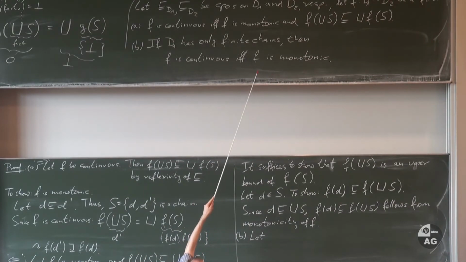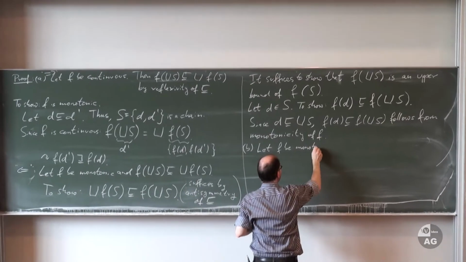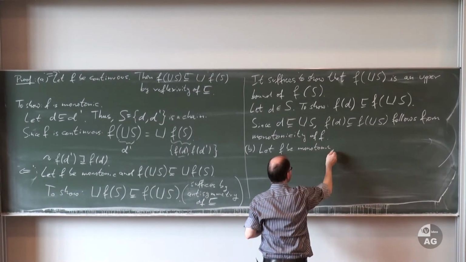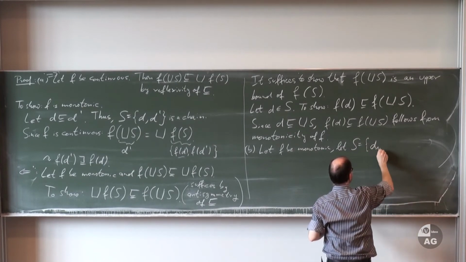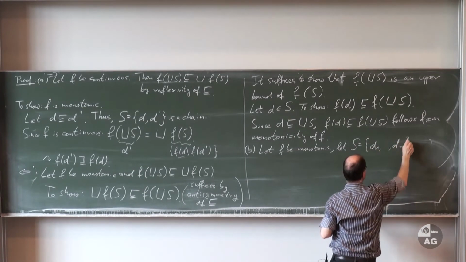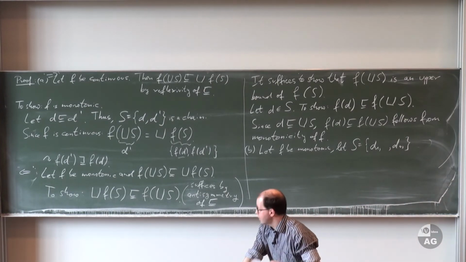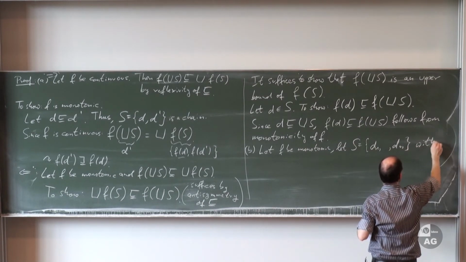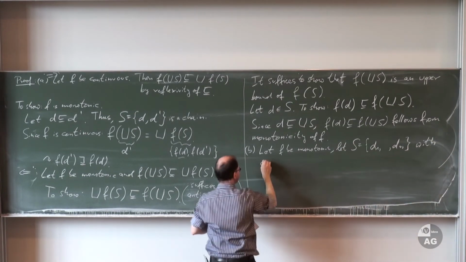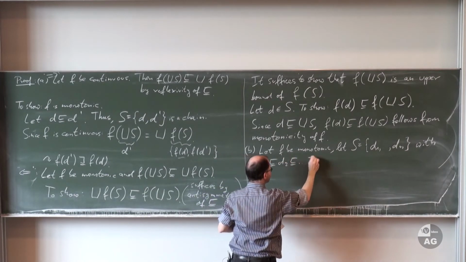So let F be monotonic, and let's regard a finite chain. If all chains are finite, then every chain looks like this, just from D1 to Dn. And if it's a chain, then I can order the elements, for example, such that D1 is less defined or equal to D2, and so on up to Dn.